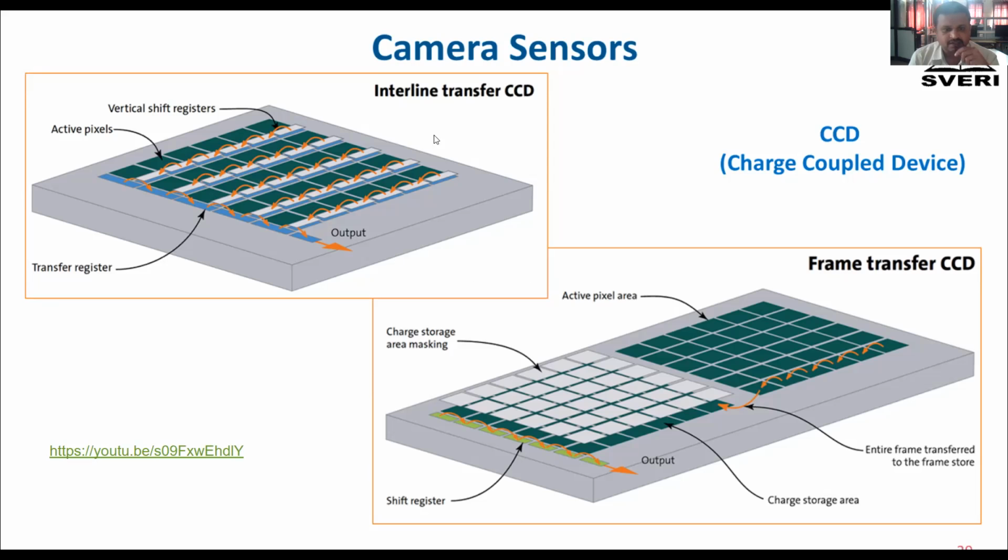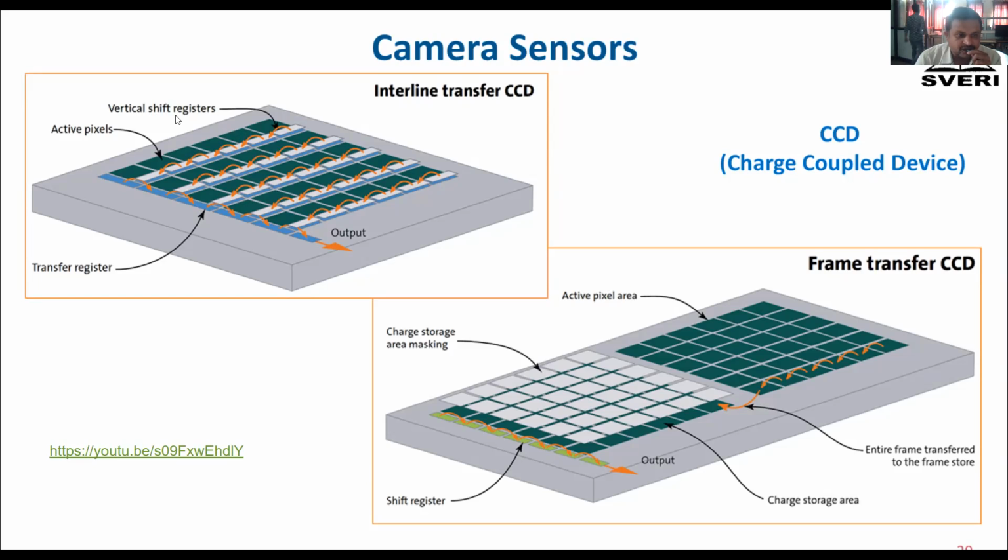Therefore, you are observing the figures. This is the interline transfer CCD. Interline transfer means what? If you are observing the diagram, different arrows are there. One arrow is moving from one line to another line. Therefore, that is nothing but interline transfer CCD, meaning charge coupled device.